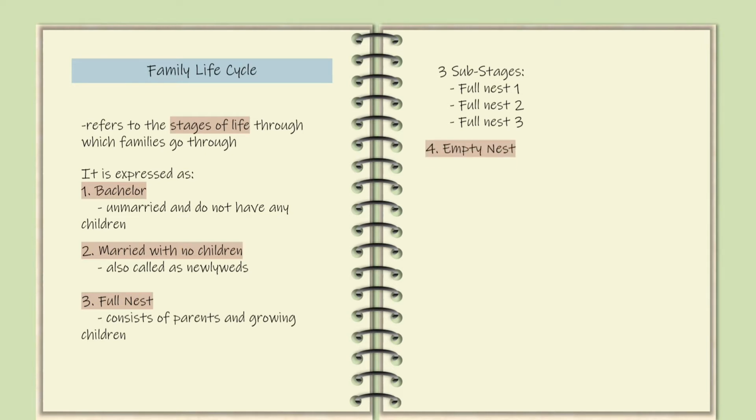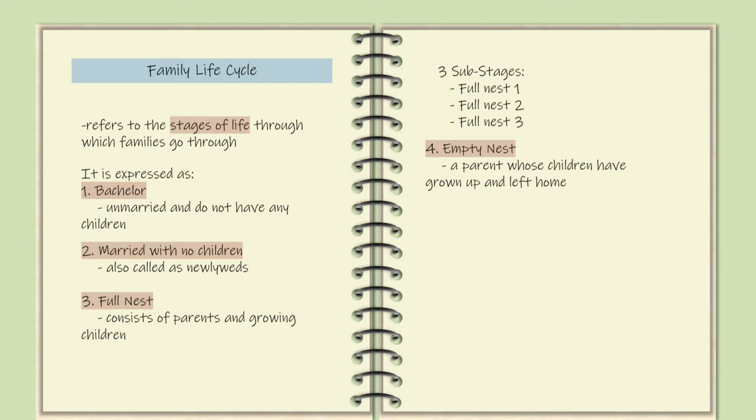The last stage is the empty nest. Empty nest 1 consists of parents or older married couples whose children have grown up and left home. The financial position stabilizes and there is no expense on children. The couple is free to enjoy their own pursuits and spend on luxury or self-improvement items and medical care.